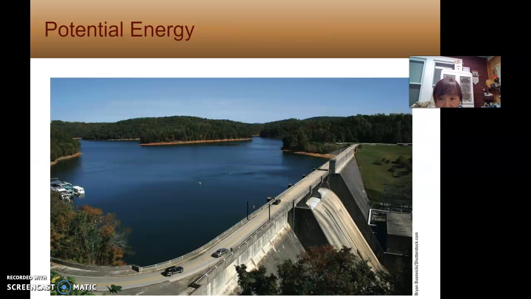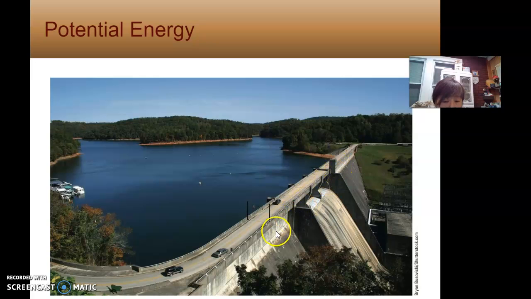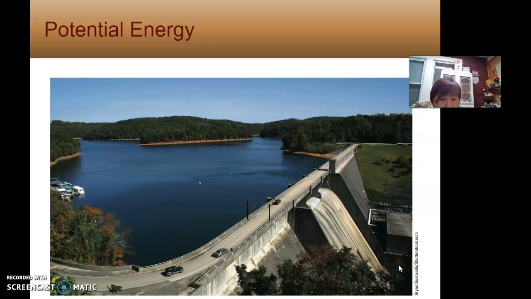And then here is an example of potential energy. The water in the dam has energy just because its position is higher than the location below the dam. When you release the gate or the opening, the potential energy is converted to kinetic energy. The energy becomes fast-moving, falling energy, which can be used to produce electricity.